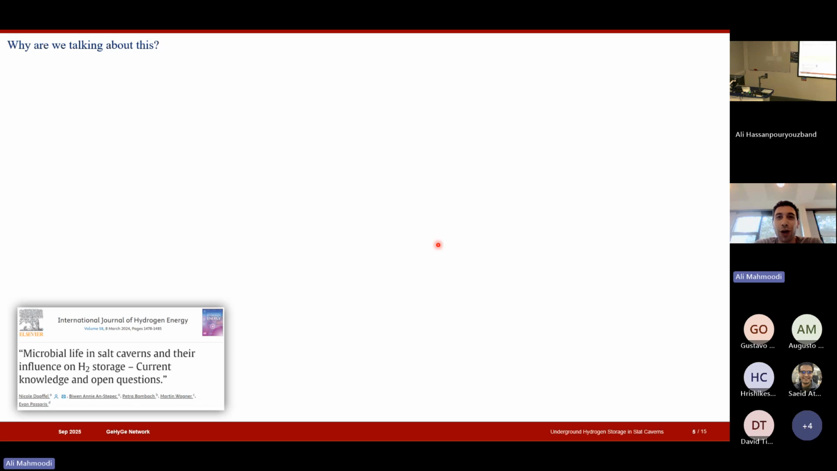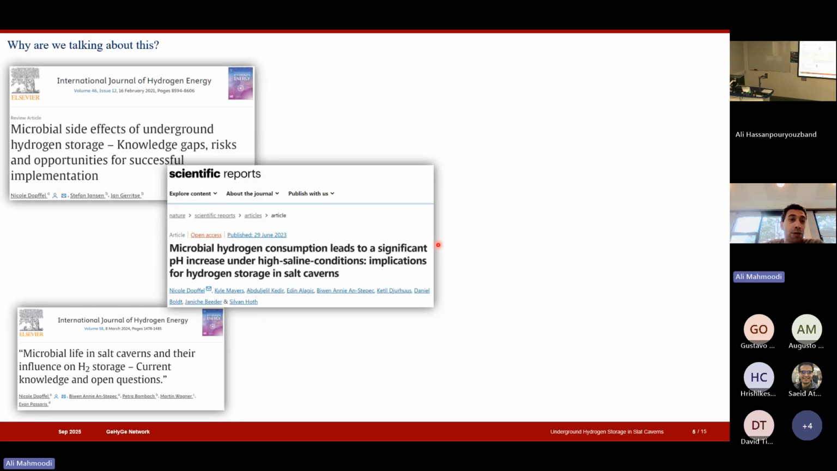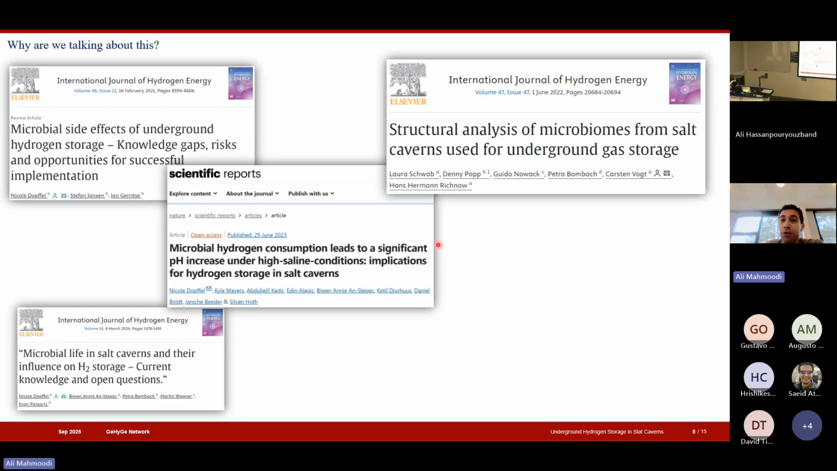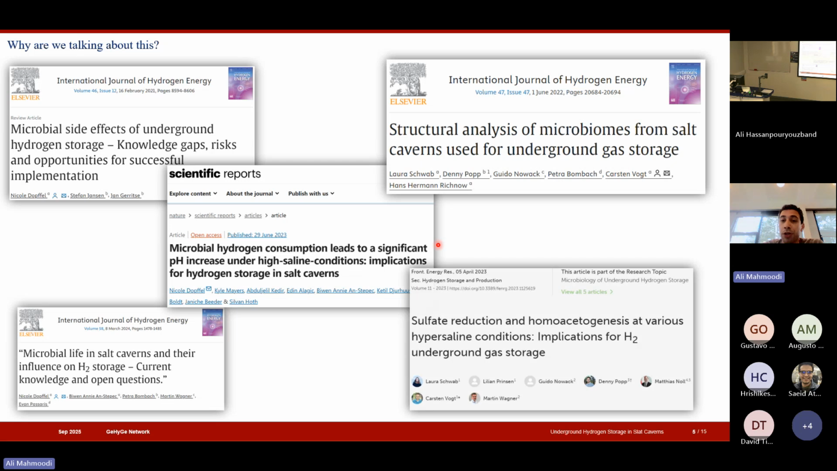If you asked me, I would have said the salt cavern environment is too extreme because it's too saline for microbes to grow, or grow enough to matter. But apparently it's not, because I continued reading a bit and I saw a few more papers from Nicole and also papers from other authors who have been discussing and measuring microbial activity in salt caverns. So it's not extreme enough to suppress all microbial activity.